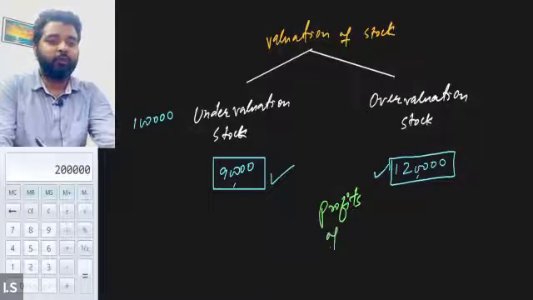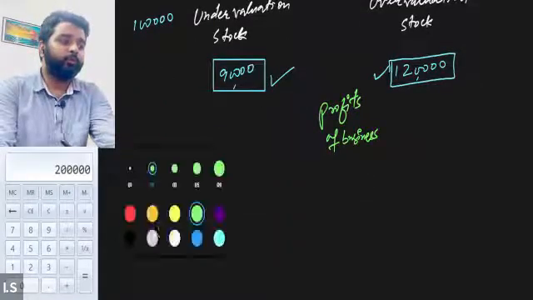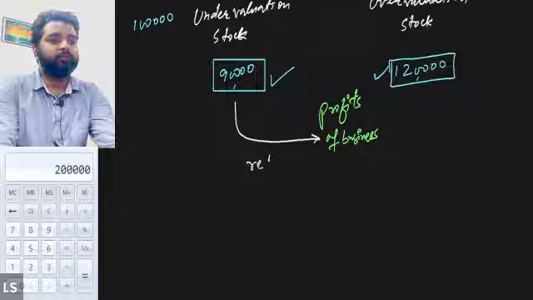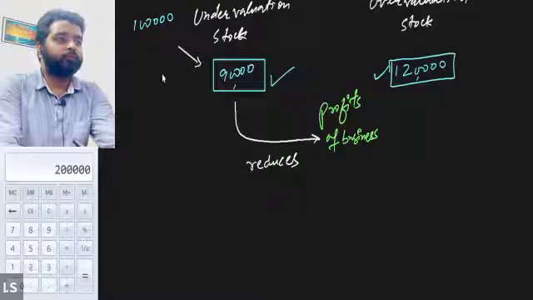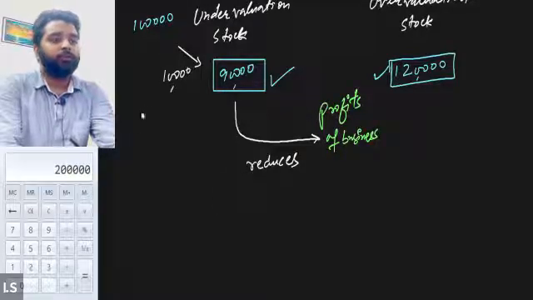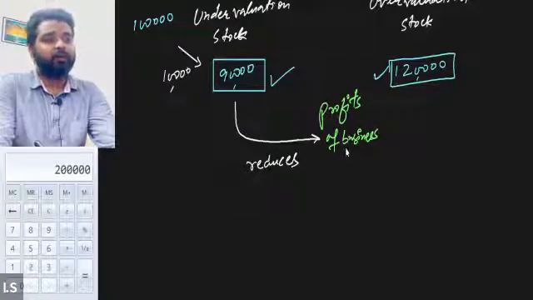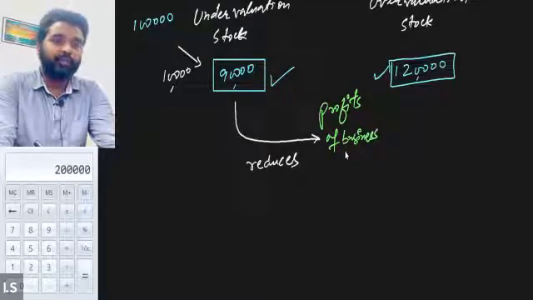We need to understand how profit is affected by the overvaluation and undervaluation of the stock. So whenever stock is undervalued, it reduces the amount of profit by the undervaluation. Let's suppose there is an undervaluation of rupees 10,000. That means profit will be less by 10,000 because of such undervaluation.